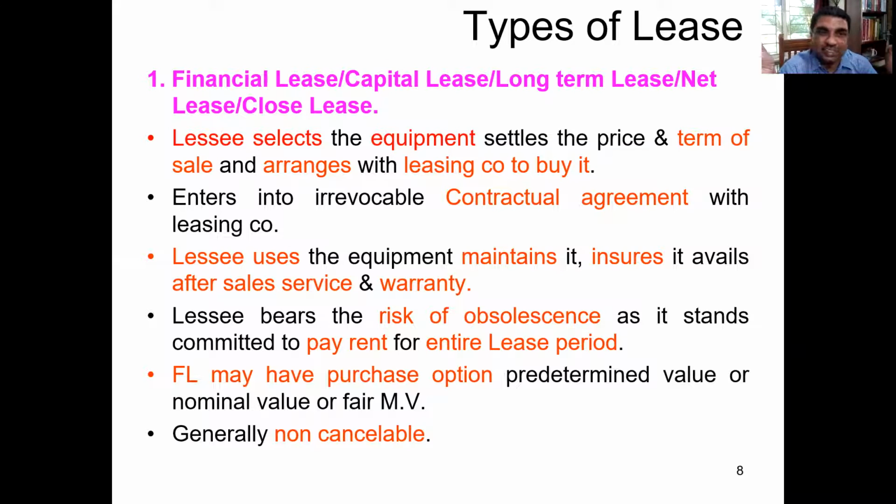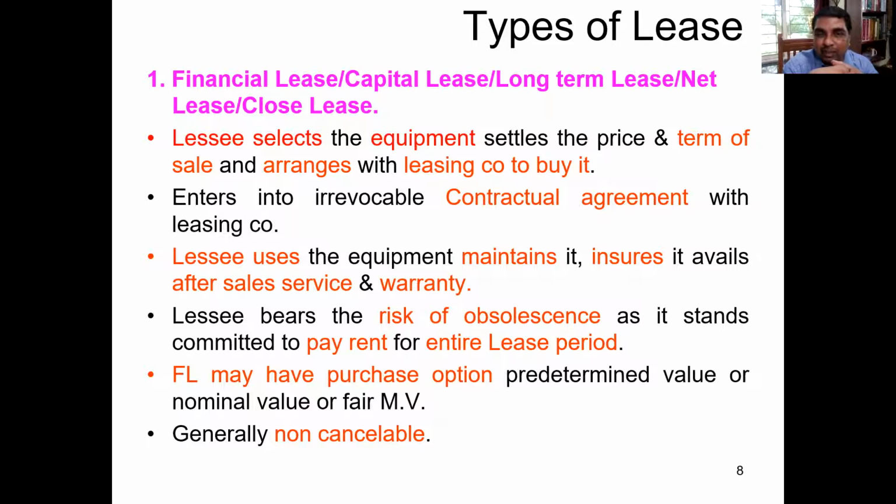Here what happens? The lessee selects the equipment. So basically it's a financing arrangement. The lessee, that is the user, selects the equipment, settles the price and the terms of the sale, and arranges with the leasing company to buy. So that means the lessee is doing everything, but the leasing company will be buying that asset. Then he enters into an irrevocable contractual agreement with the leasing company. Right? Then that means through the leasing company he obtains that equipment.